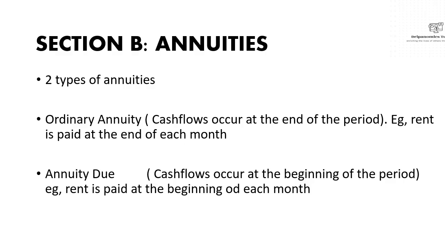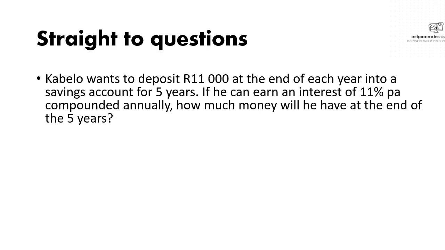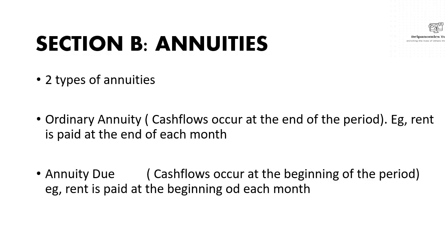Right. And then annuity due. Cash flows occur at the beginning of each period. Your rent, let's say you pay it at the beginning of each month. That will be an annuity due. So that is the main difference. Now, I want you to go to your calculator.